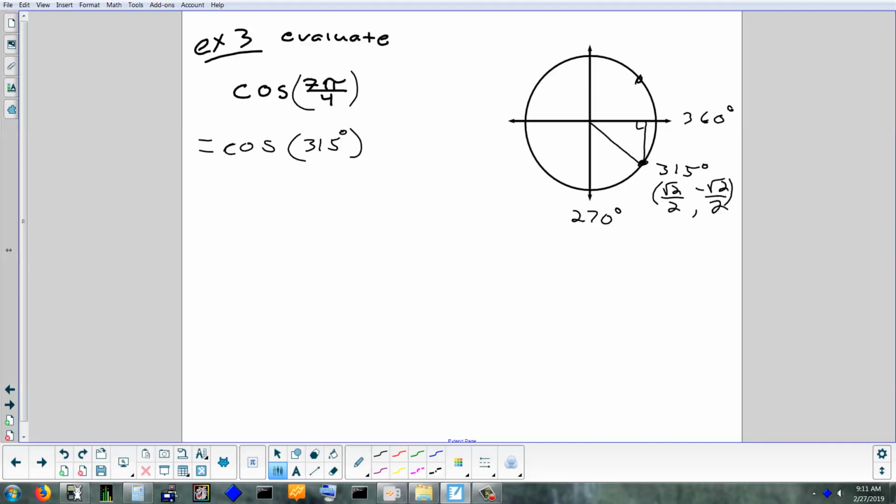Now, if he forgot the negative, you would lose points for the coordinate. But would you still get the cosine right? This time you would have, because the negative that he forgot was on the y value, which has nothing to do with cosine. So you still would have gotten partial credit. But that's the correct coordinate, and this is the correct answer. Root 2 over 2. So any questions on working with the 45s?